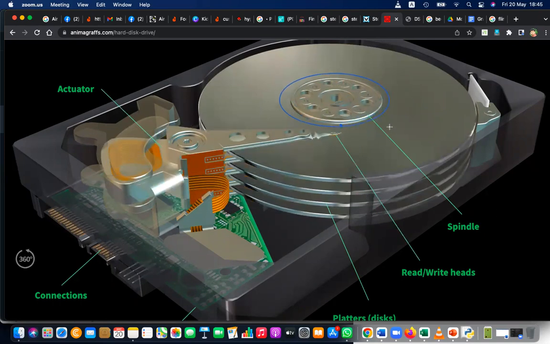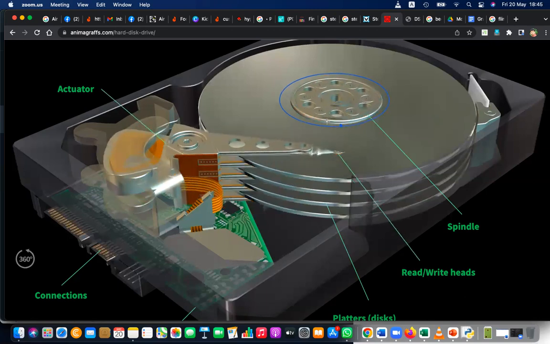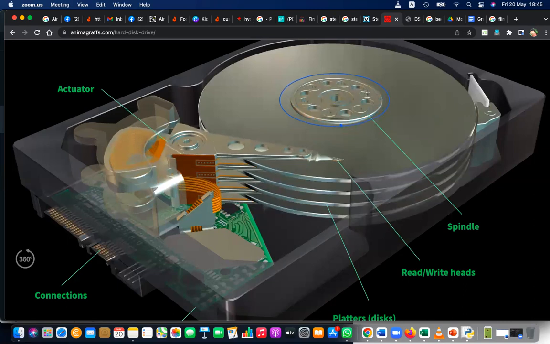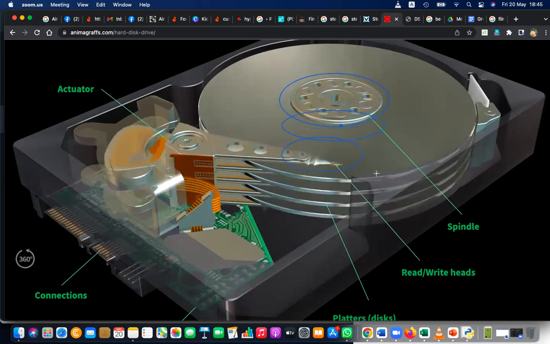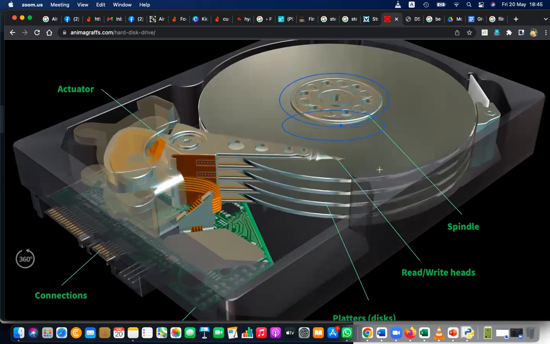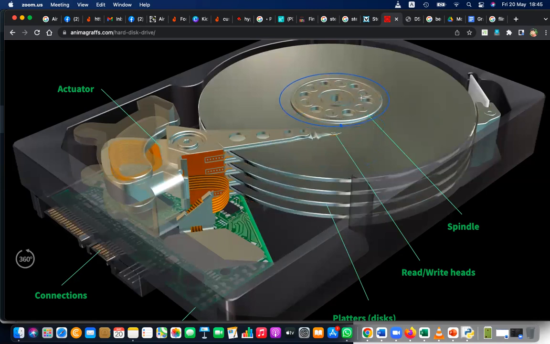When the head is at one position, this blue color round related to each platter will be read or written. So that is called a cylinder. All this together we call a cylinder. When this is moving to the next level, another circle will be read. Likewise, circle by circle, it's doing the reading and the writing process in the hard disk.